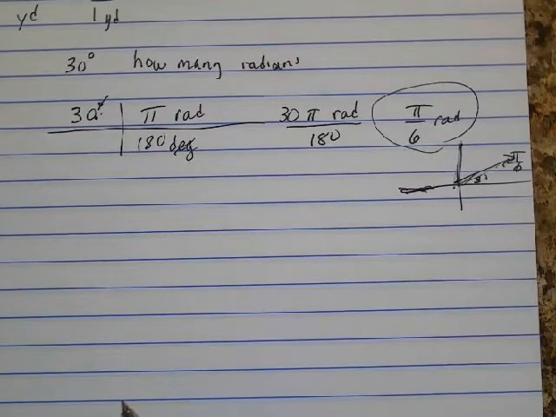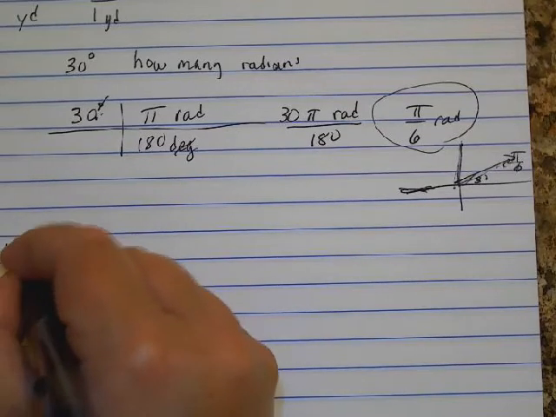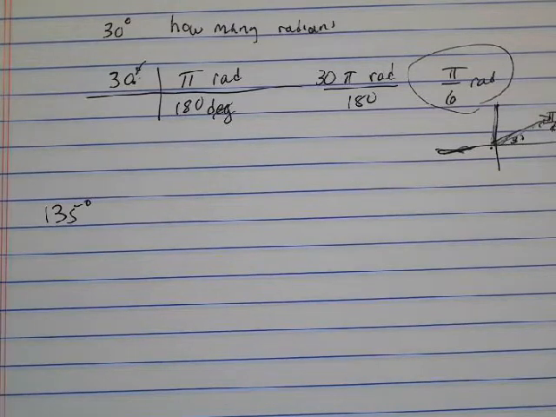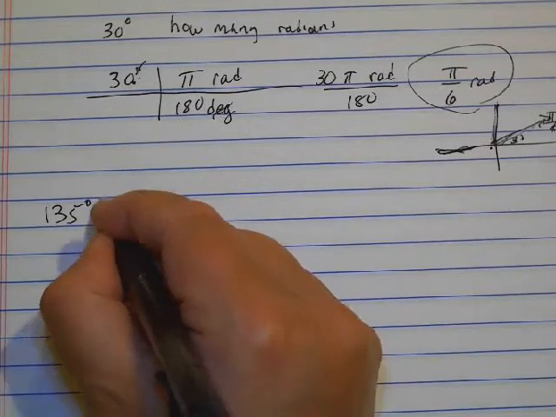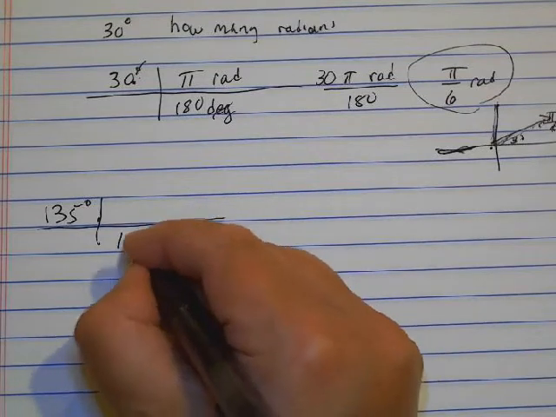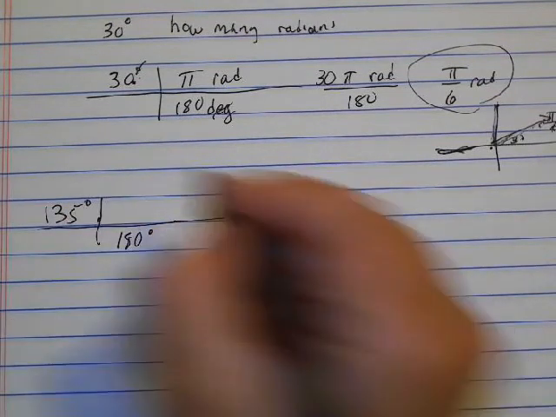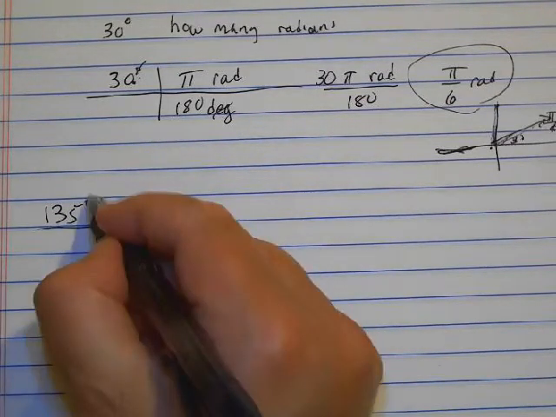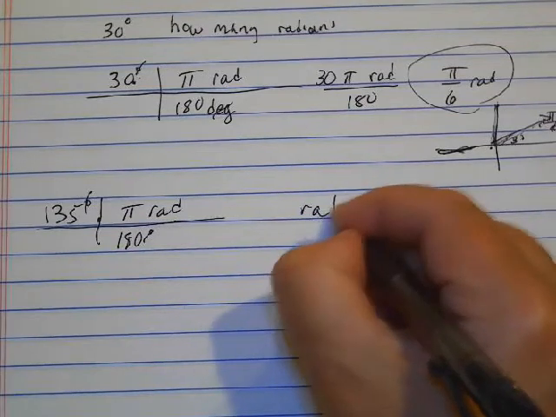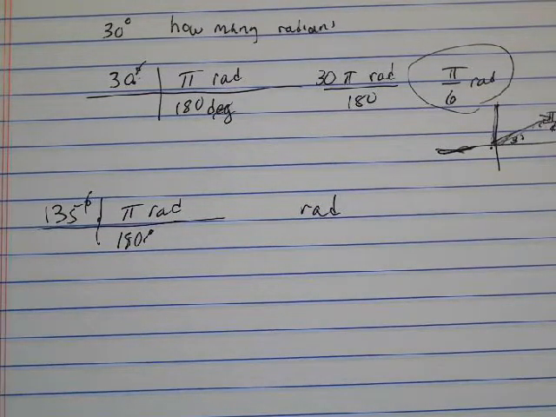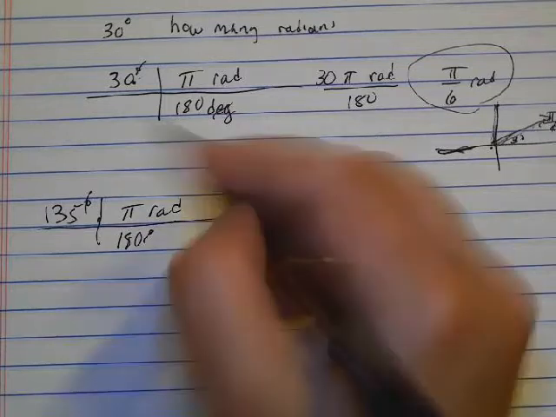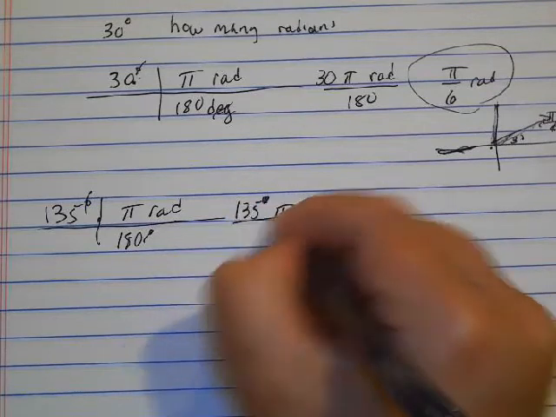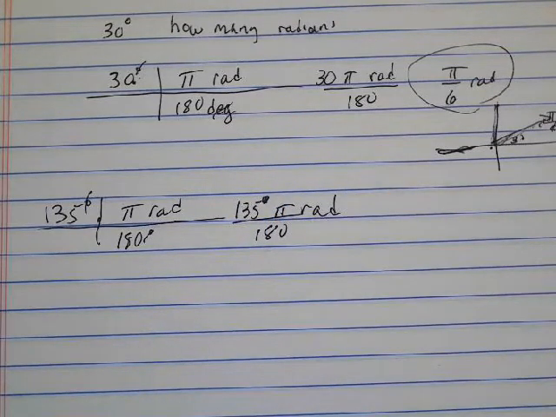Let's do another one. Let's try 135 degrees. If I want to change from degrees to radians, I'm going to take it times, or do an H-bar, where I have degrees on bottom because that's what I'm trying to get rid of, and radians on top because that's what I want to keep. So the degree and the degree will cancel, and my unit of measure that's left will be radians. And when I multiply that out, I have 135 pi, no degree anymore, over 180. And then we can reduce that.